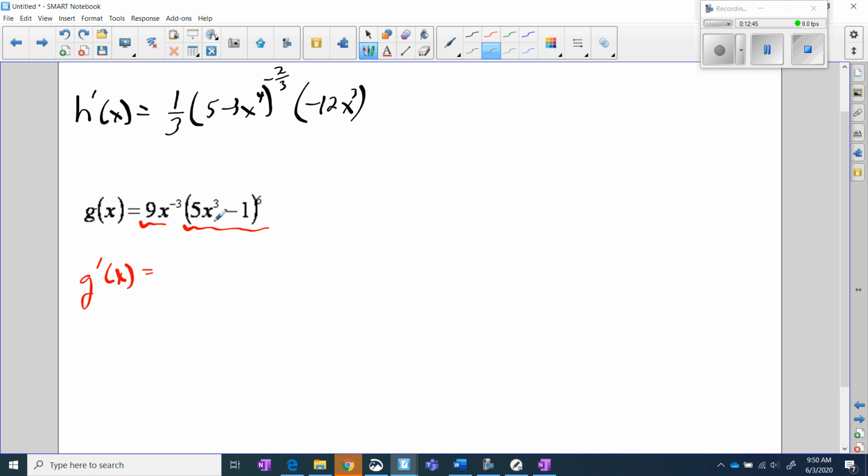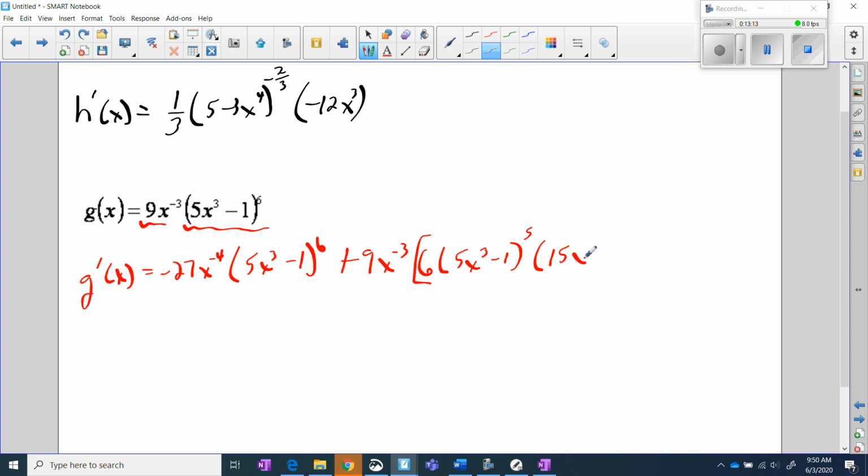So it's a product, derivative of the first. Multiply that by the second. Plus the first. Multiply that by the derivative of the second. The second is a chain rule. So I'll just do a chain rule. Imagine you're just differentiating this. Multiply by the exponent. Leave the function as it is. Subtract 1 off your exponent. Multiply by the derivative of what's inside the brackets.